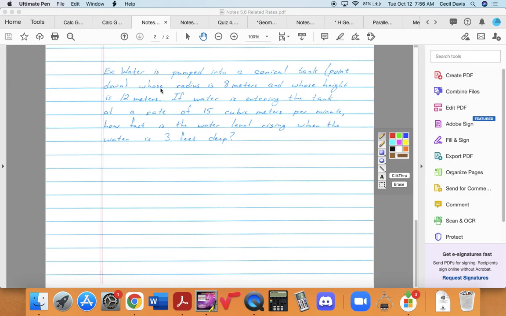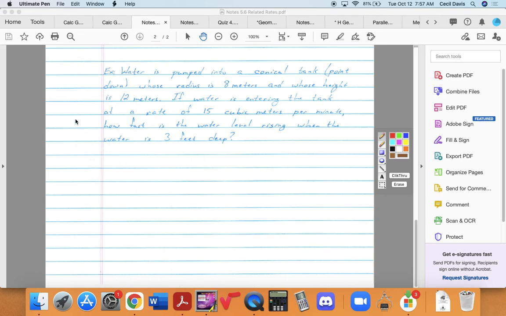So you've got water being pumped into a conical tank, point down, and for those people who are like, what the heck is that? Well, in the problem they did on the AP exam several years ago, it was like a coffee filter, which is basically cone shaped, and they ignored some of the things. Its radius is 8 meters and its height is 12 meters.